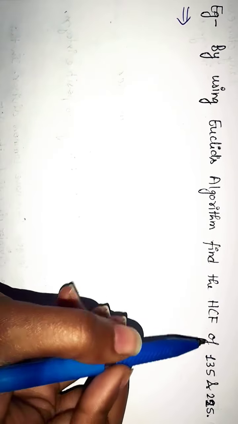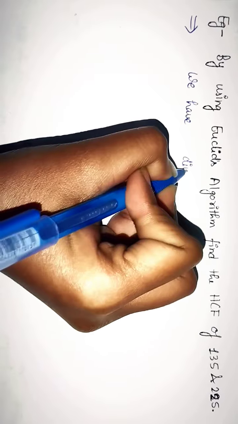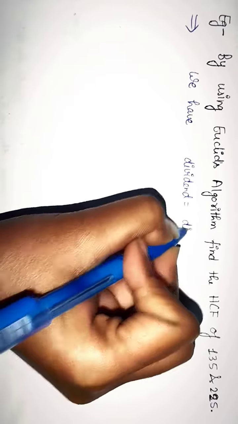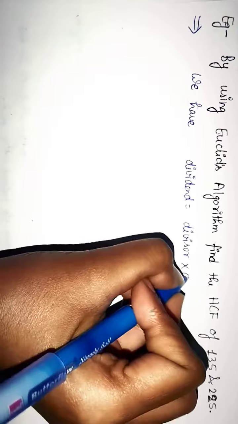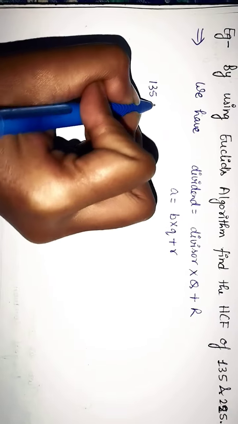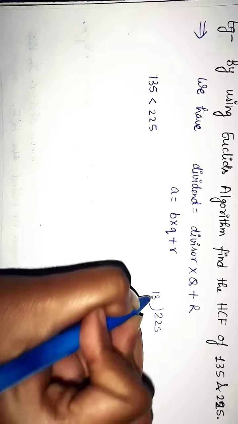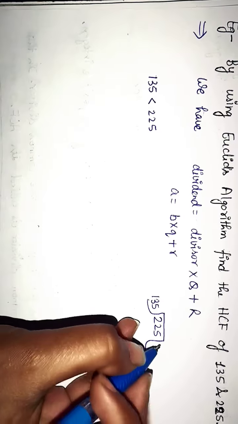Now we will find the HCF of 135 and 225 by using Euclid's algorithm. So we have dividend equals divisor into quotient plus remainder. It means a equals b into q plus r. Here we know 135 is less than 225. So we'll divide 225 by 135 until we have remainder 0.